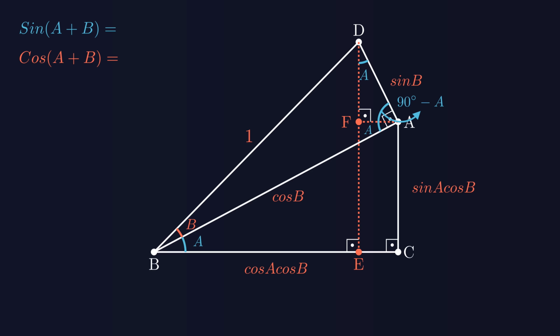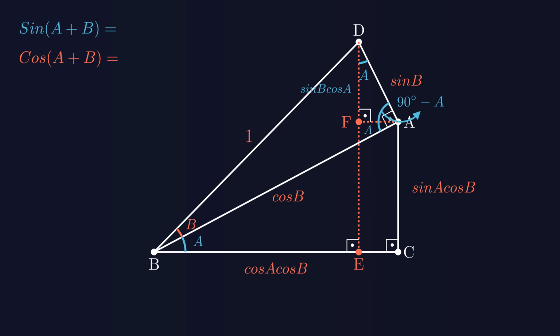Now let's look at triangle DAF and find the lengths of the sides using sine and cosine. If we take DA, which we said is sine B, and multiply it by cosine A, we get DF. And what about FE? That's the same length as AC. So now we've found the total length of DE. What is sine of A plus B? It's the opposite side over the hypotenuse. Since our hypotenuse is still 1, the total length of DE equals sine of A plus B.